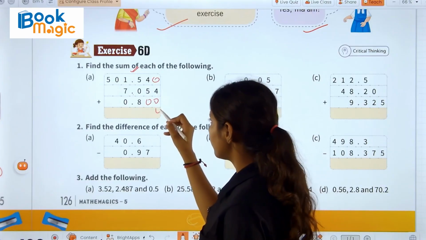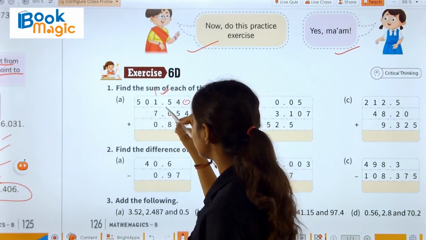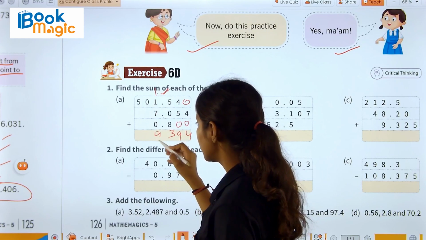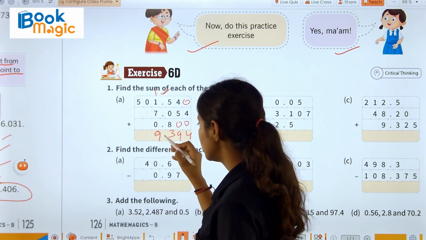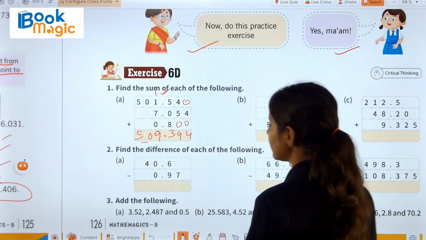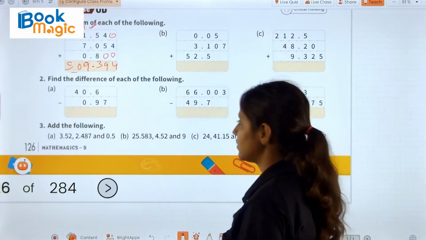Now it is 4, 5 and 4 are 9, 8 and 5 are 13. So we are writing 1 here, 3 here. 7 plus 1 is 8, plus 1 is 9. Do not forget to write the decimal here. Now 0 and now 5. So it is 509.394. That is our answer. Similarly, we have question number 2.